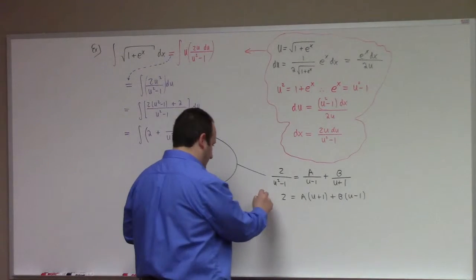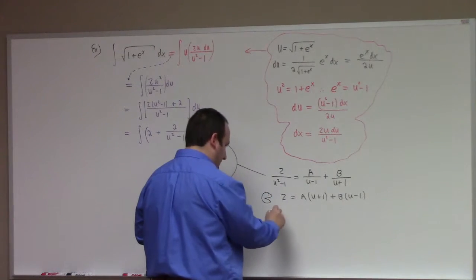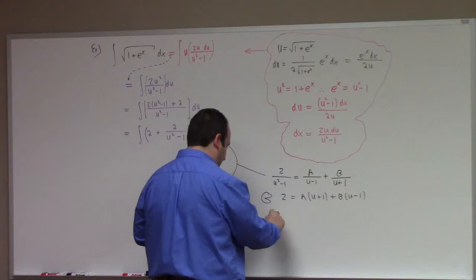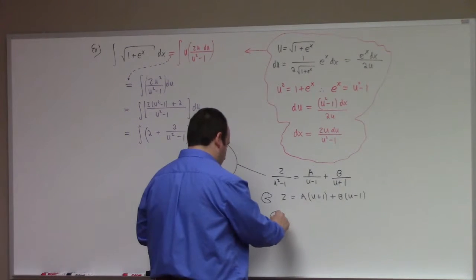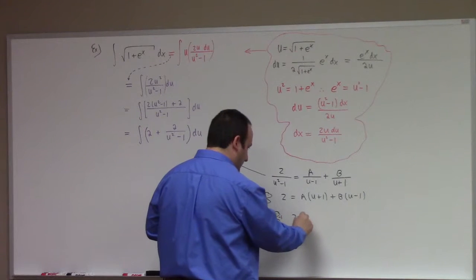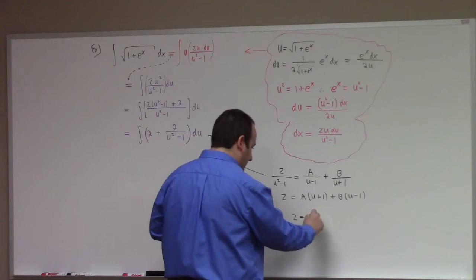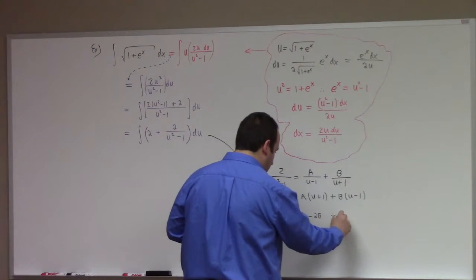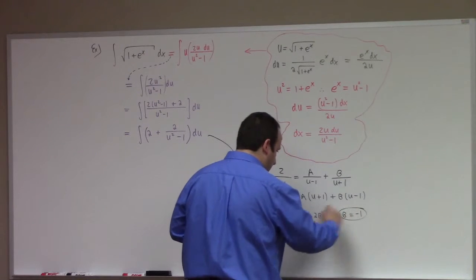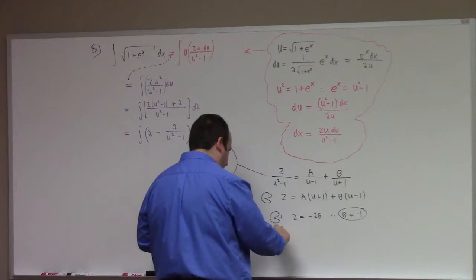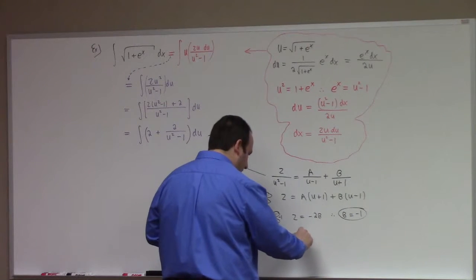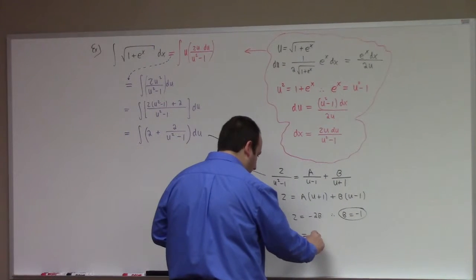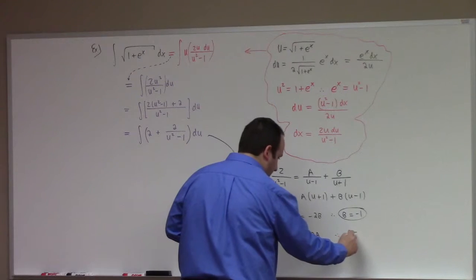And so I'll call this thing Pac-Man. What should we feed Pac-Man today? Negative 1. So we get 2 is equal to minus 2b, right? So therefore b is equal to minus 1. If we feed Pac-Man 1, we get 2 is equal to 2a. So therefore a is equal to 1.